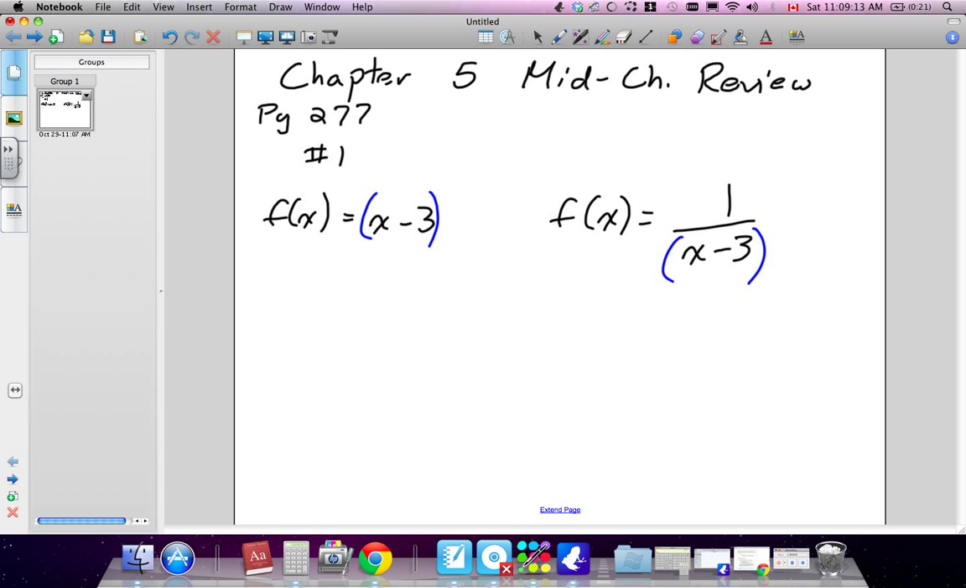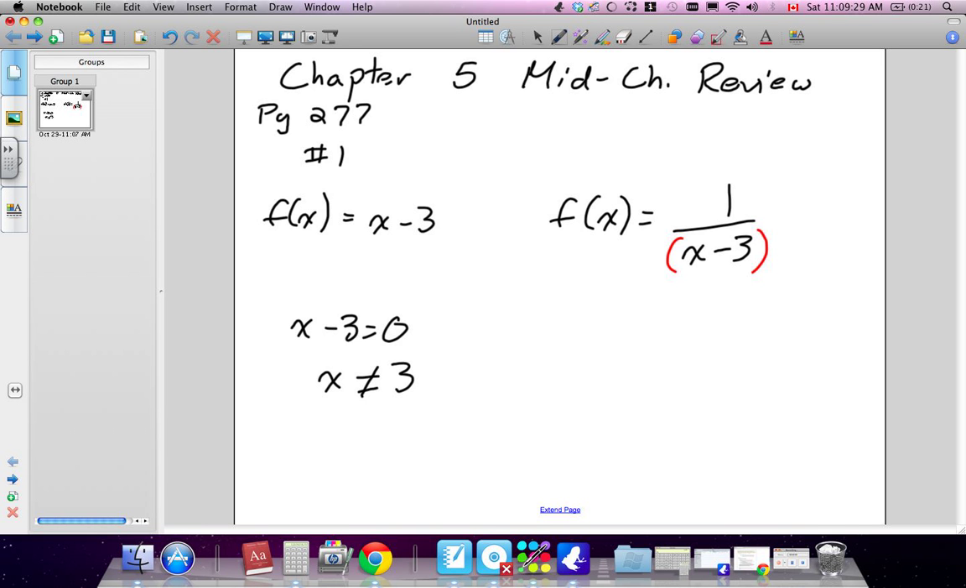So in order to do that, we take the bottom of the reciprocal function, we set it equal to 0, right? Which is pretty straightforward. X minus 3 equals 0. X cannot equal 3. In other words, we have a vertical asymptote there, okay?